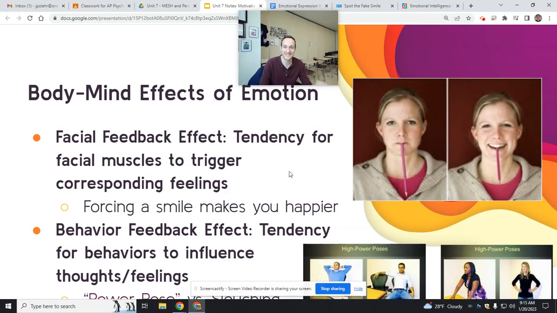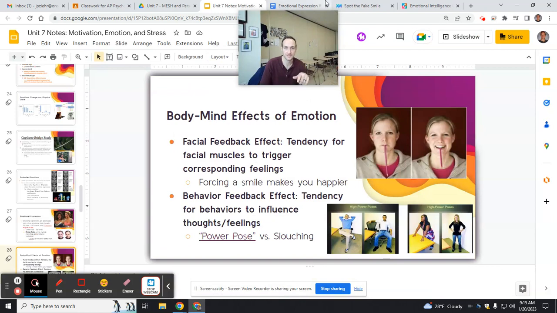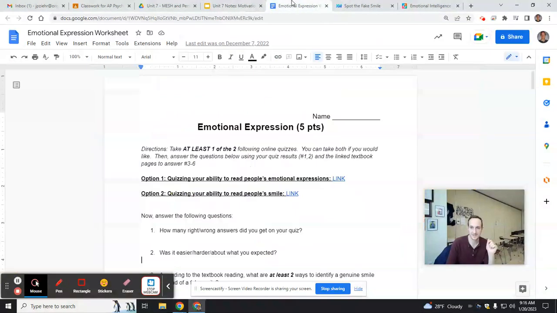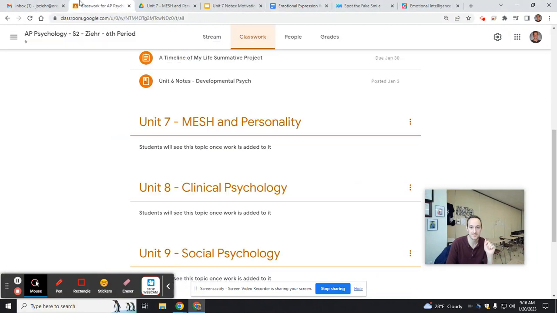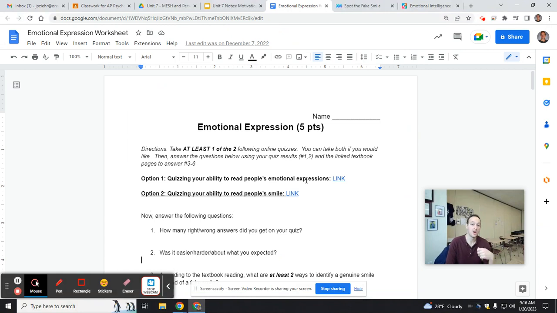All right, we are not going to get into this stuff. I'm going to save that for later. What we're going to do with the rest of the time for today is this assignment, which again should be posted at this point in Unit 7. Find it. It's called Emotional Expression, or grab a paper copy from the sub. You're going to be doing one of two things and then answering some questions.